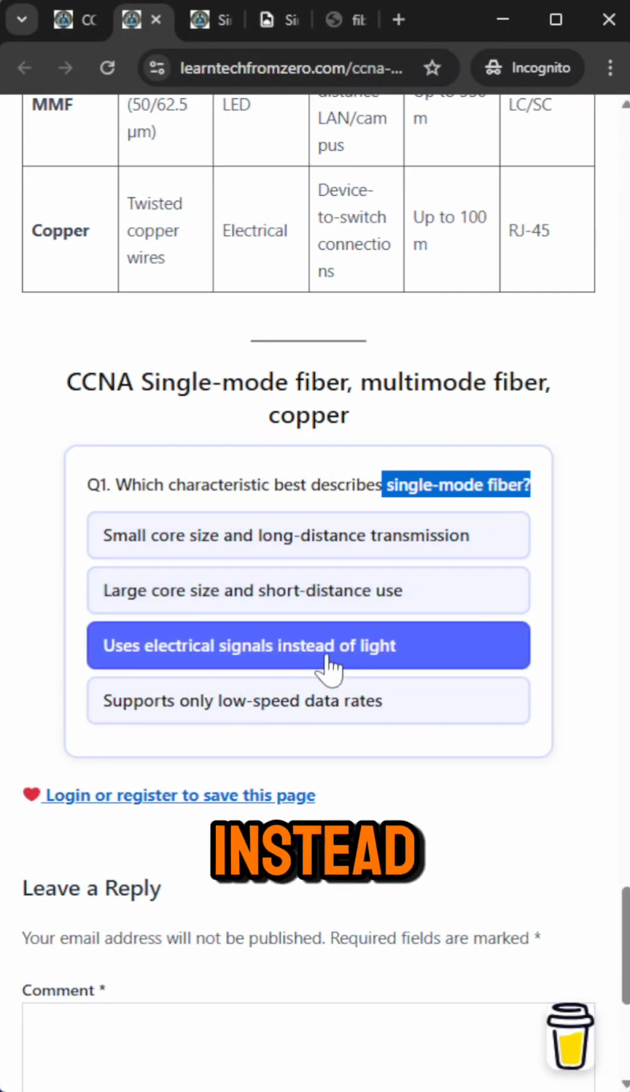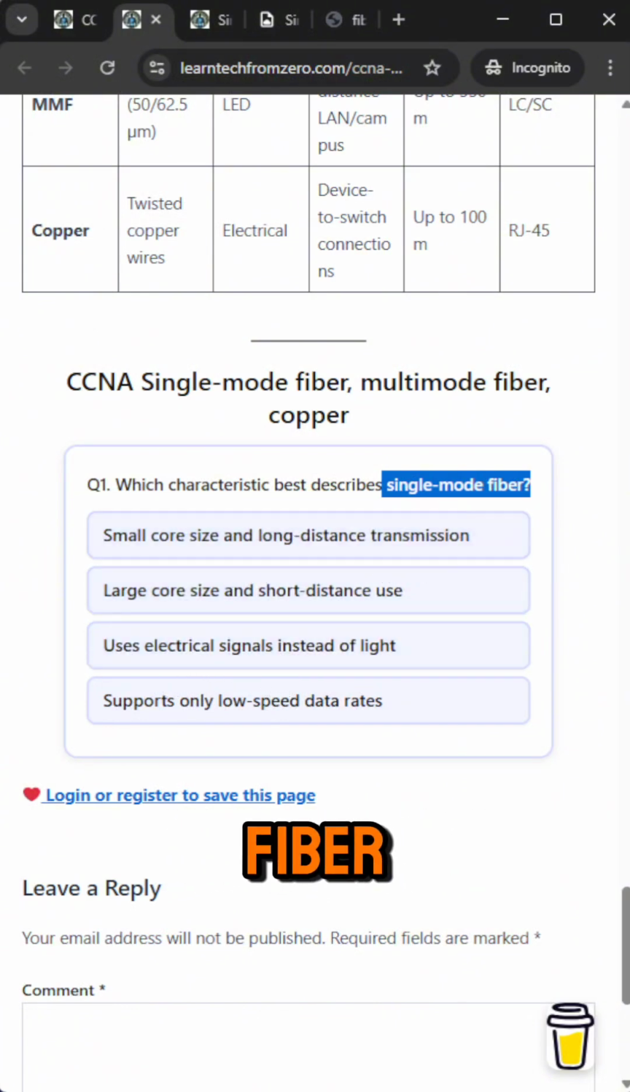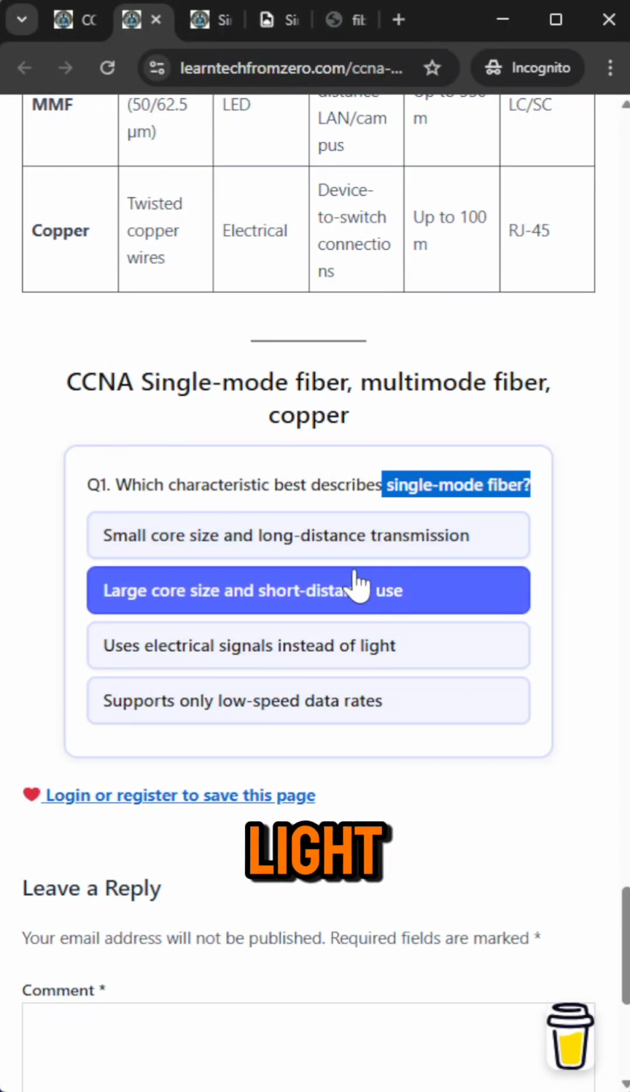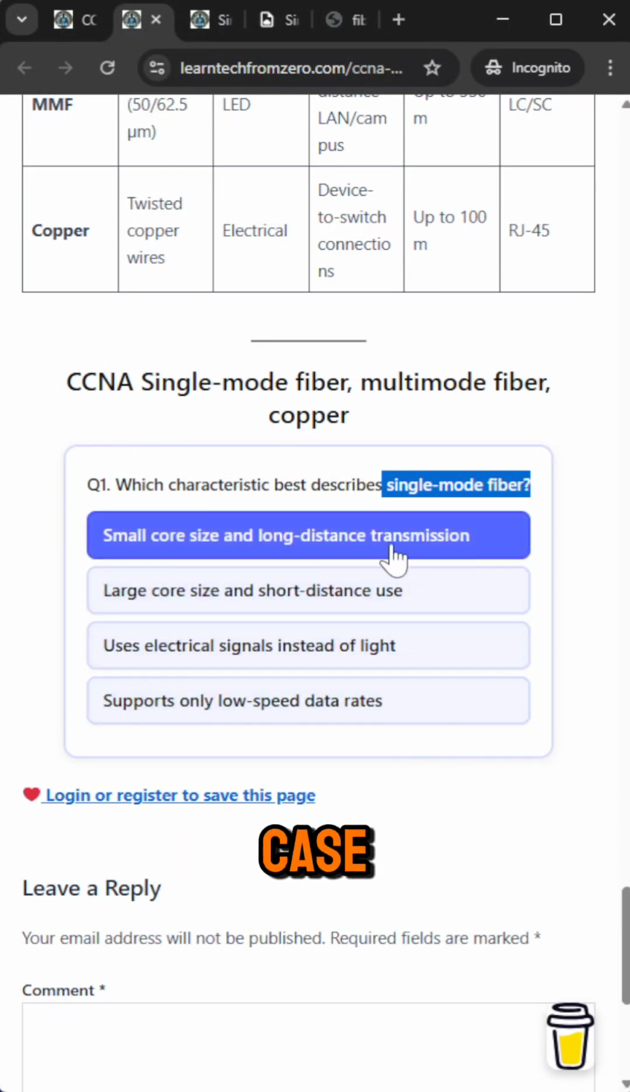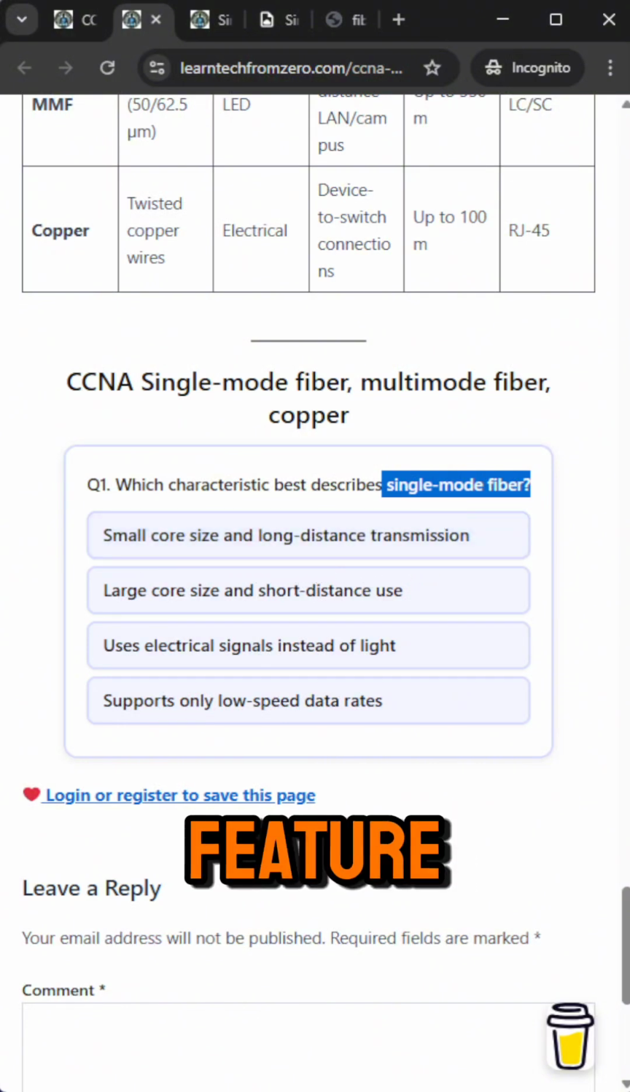Electrical signals instead of light? Copper cables use electrical signals, and fiber optic cables use light for transmission. You need to remember that. So in this case, the answer would be small core size and long distance, which is the feature of single mode.